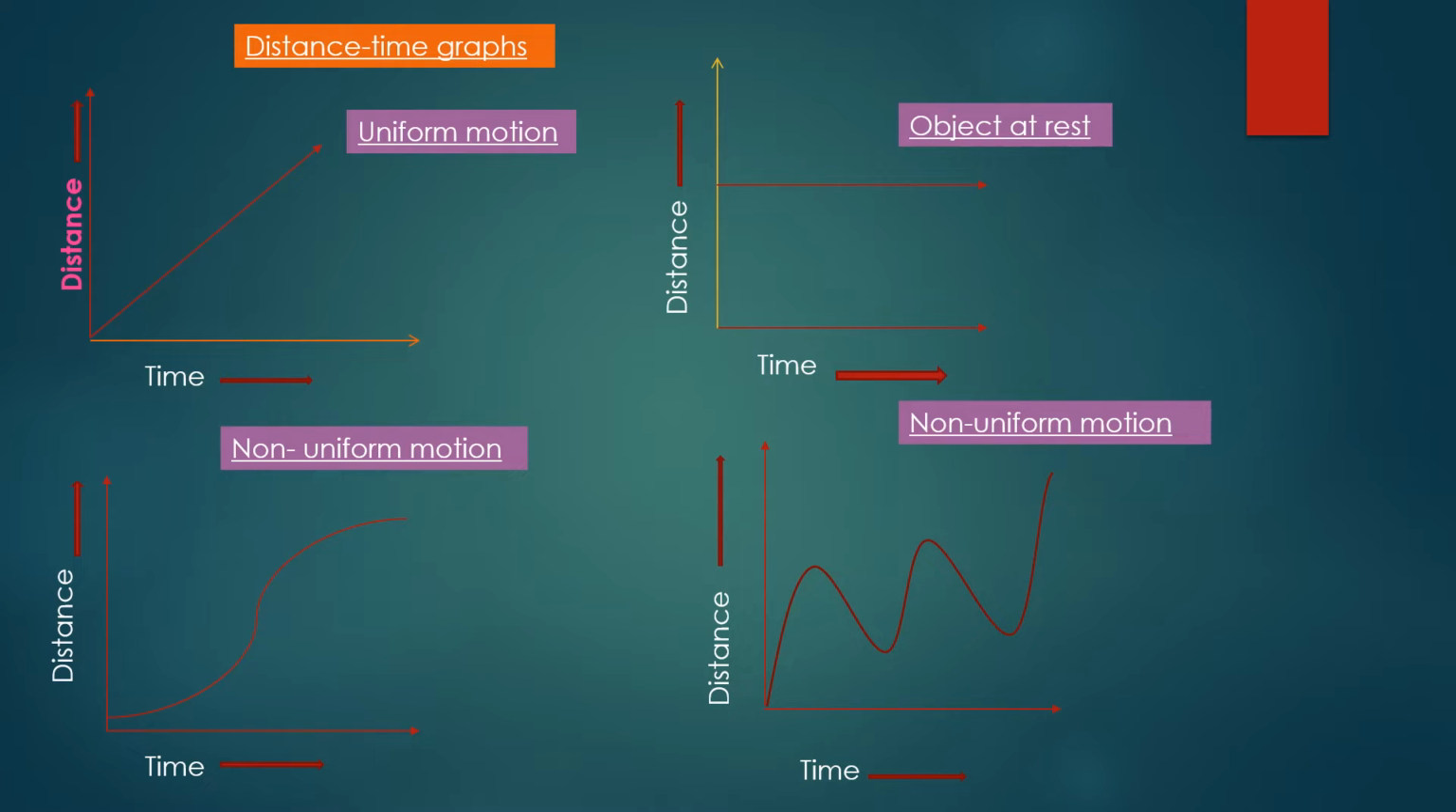If it is a line running parallel to the x-axis, then we have object at rest. It means that the object is remaining at the same distance with a lapse of time. In the other two cases, the object is moving or covering unequal distance at equal intervals of time. This is how we read the distance time graph.